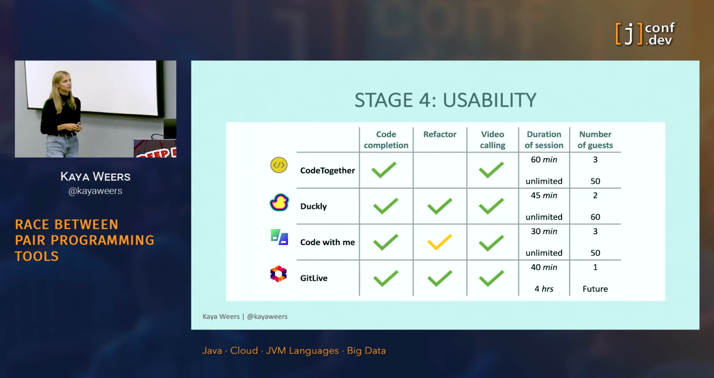So we discussed the first columns about code completion, refactoring, video calling. And the last two have two different numbers per tool. So the first one is the amount you have in the free version, and the other one is in the paid version. Because in the last years, they all developed from being just some test application to grow, and now they all have the paid version and the free version.